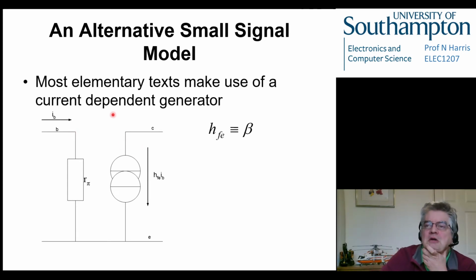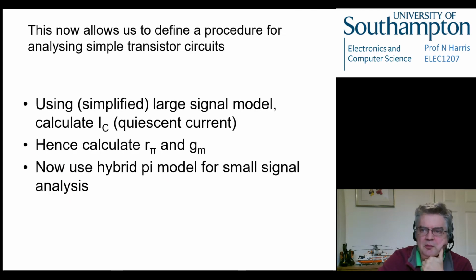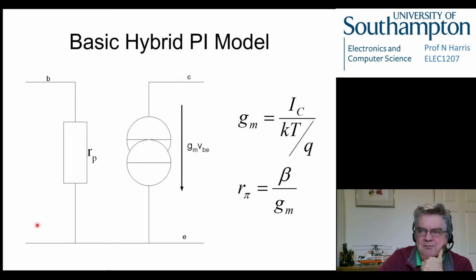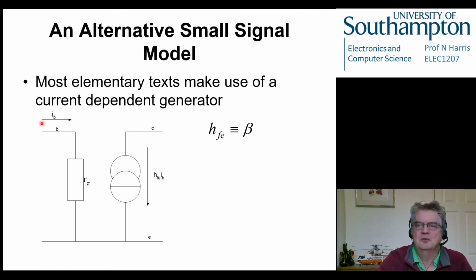So you might see in some other books and texts that this output parameter here is defined in terms of IB rather than VBE. So if we just remind ourselves, the model we've been looking at has this output side defined, controlled by the input voltage and this constant GM. So the current is defined by an input voltage VBE. We have a choice. We can also define it in terms of an input current if we wanted to, through here. And you will see then that the model says, well, the output current is related to the input current.